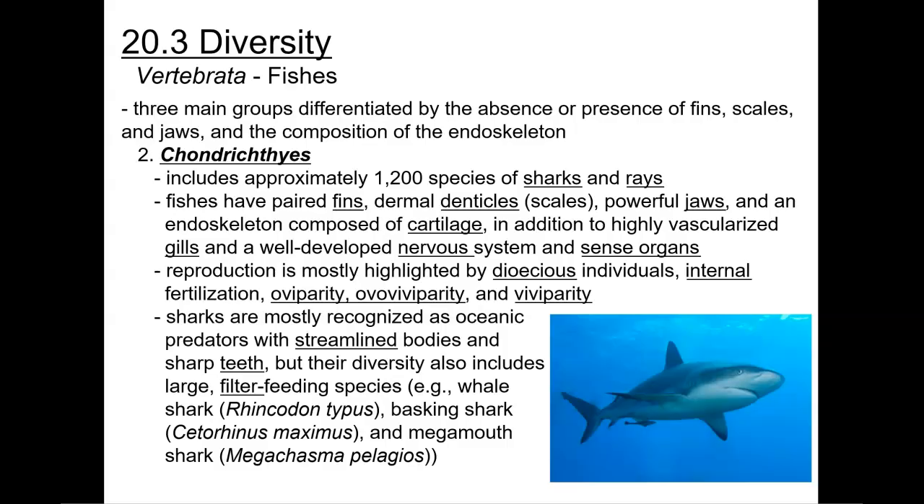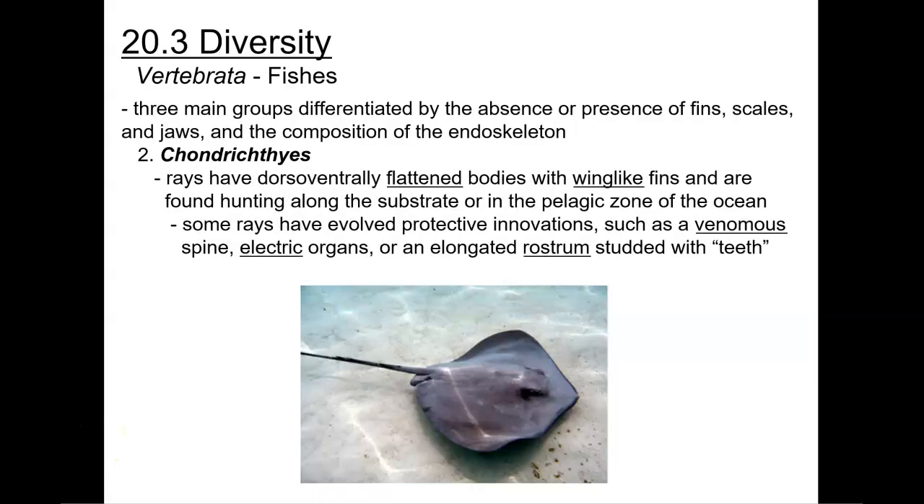Sharks are mostly recognized as oceanic predators with streamlined bodies and sharp teeth, but their diversity also includes large filter-feeding species. You've got the whale shark, the basking shark, and the megamouth shark. With these fishes, the rays have dorsoventrally flattened bodies with wing-like fins and are found hunting along the substrate or the pelagic zone of the ocean. Some rays have evolved protective innovations such as venomous spines, electric organs, and an elongated rostrum studded with teeth.